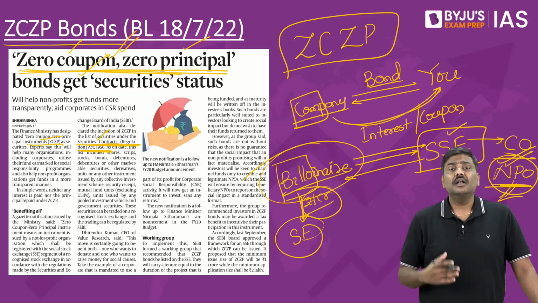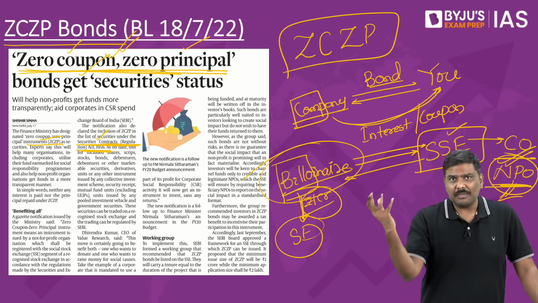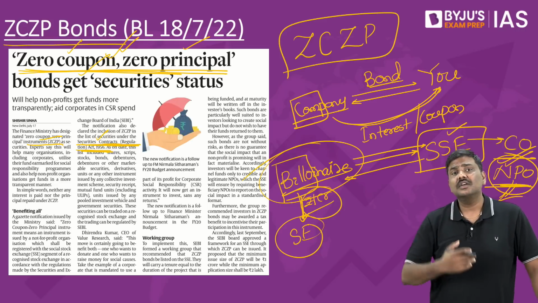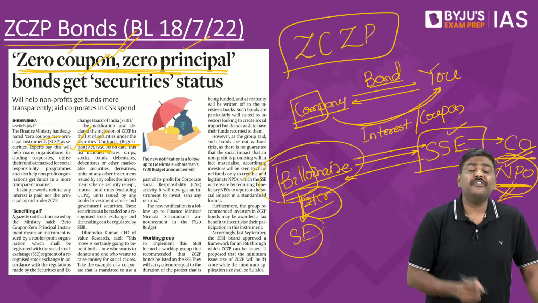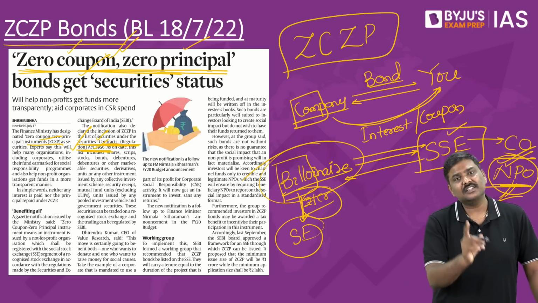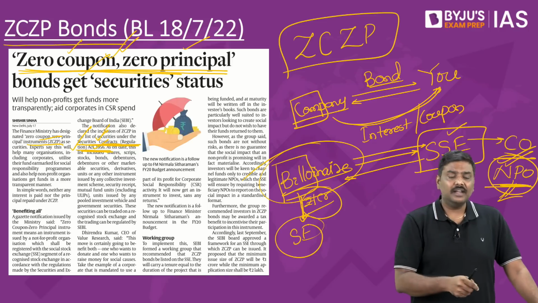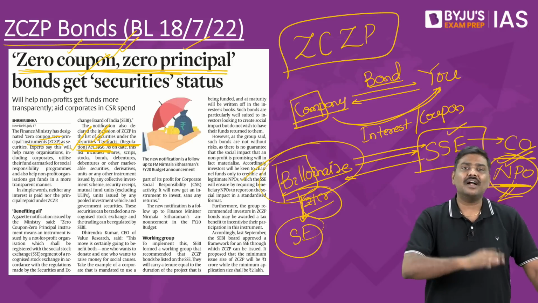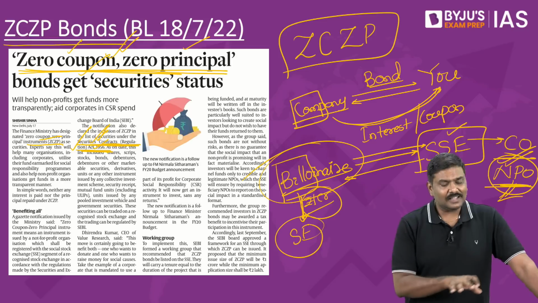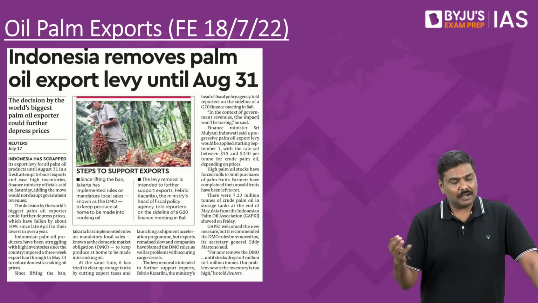What is the point here? Whenever any securities or instruments are supposed to be sold to you in the market, for example, mutual funds, bonds, shares, etc., they have to be notified as securities under this particular act. So the Finance Ministry very recently has announced that the ZCZP will be part of securities under this particular act. So these are certain very important points regarding the zero coupon, zero principal bonds.